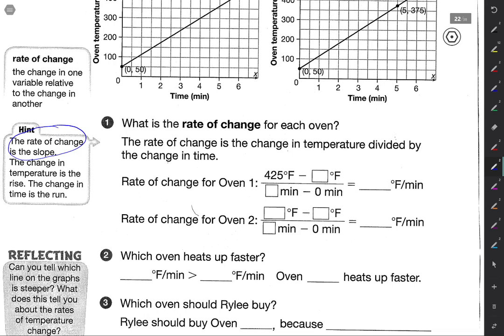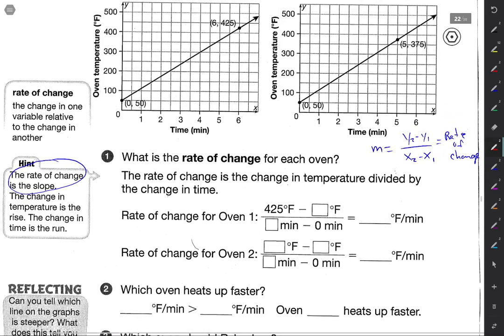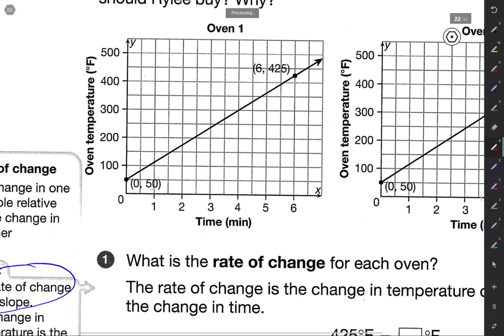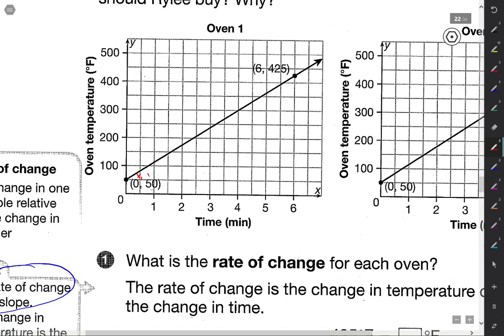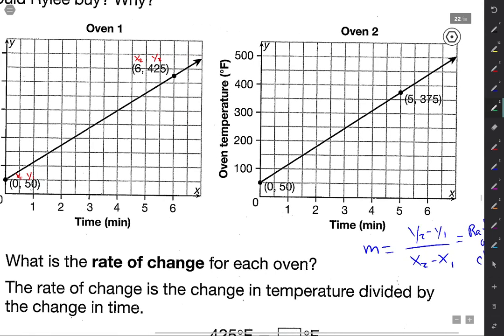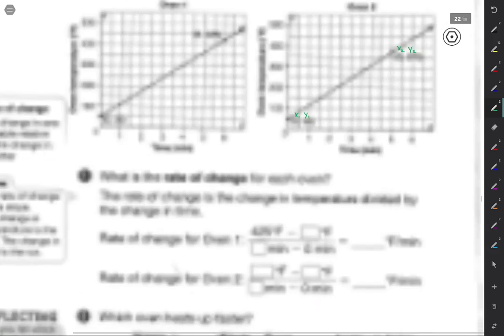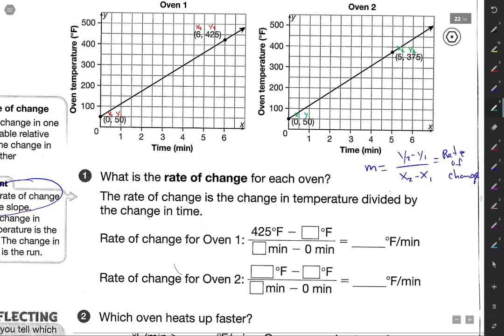So to find the rate of change of both of these ovens, we're going to have to use that formula y2 minus y1 over x2 minus x1. So that is equal to the slope, which is also equal to the rate of change. So I would go and label your coordinates that they give you, x1, y1, and x2, y2. And I'm going to do the same thing for the second graph here. So x1, y1, and x2, y2. So now that we have those labeled, let's plug them into these blanks down here.